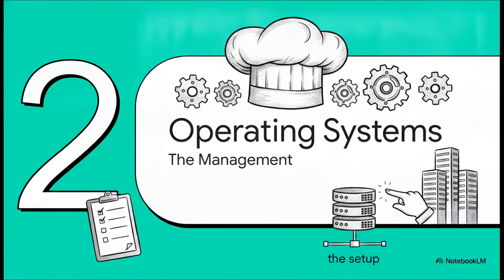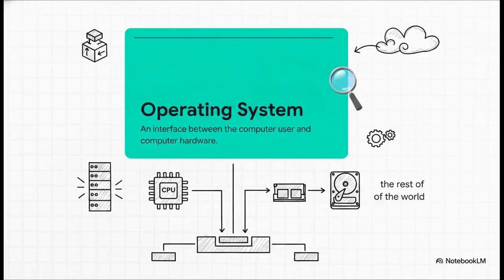This is the management. If the servers are the restaurant, the operating system is the absolutely essential manager. The foundational software on literally any server is its operating system. Without this critical software handling things, a server is really just a very expensive collection of electronics that has absolutely no idea how to communicate with the rest of the world.